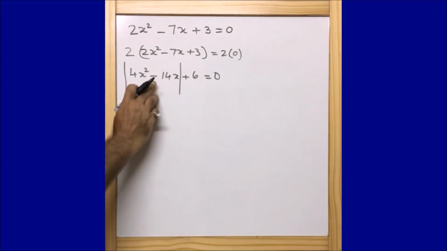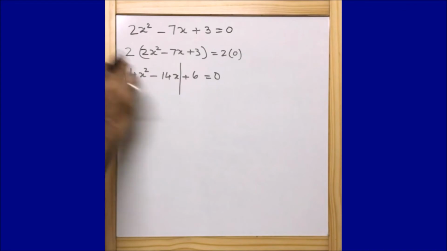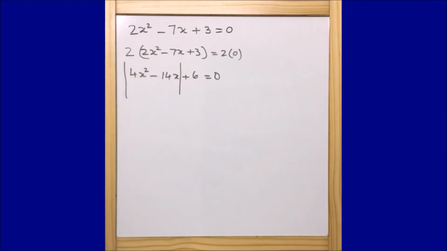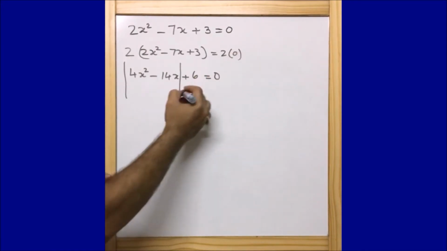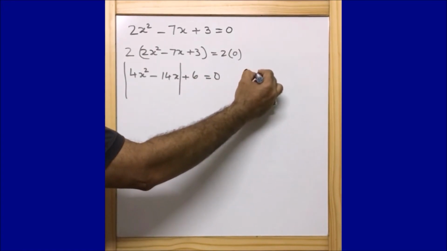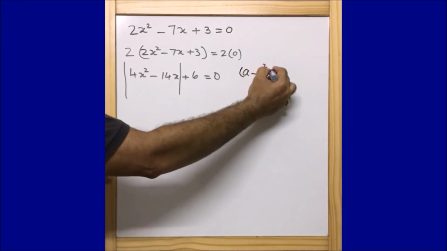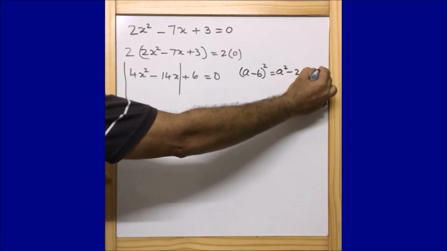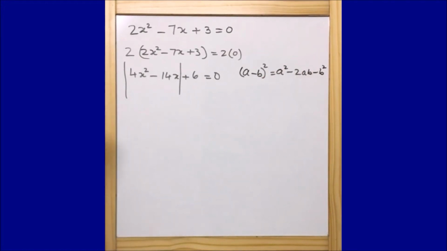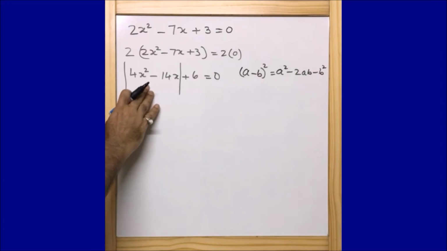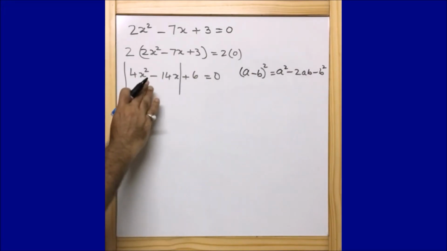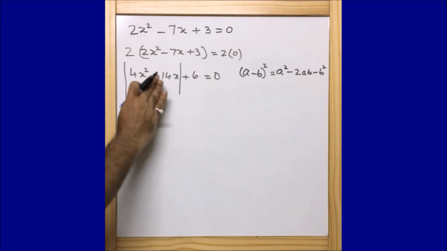Here you could see that we are getting 4x^2 - 14x. Whenever you get an expression like 4x^2 - 14x, we will use the formula (a - b)^2 = a^2 - 2ab + b^2. This is what we need to see. Here we have a^2 - 2ab and we do not have b^2. So our main purpose will be to insert b^2 here.